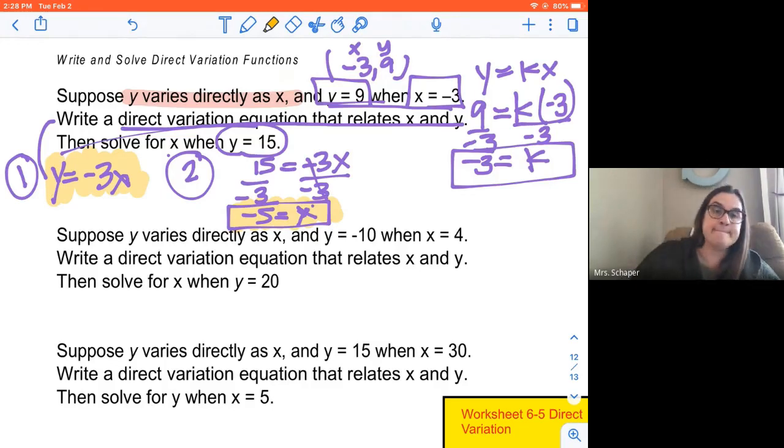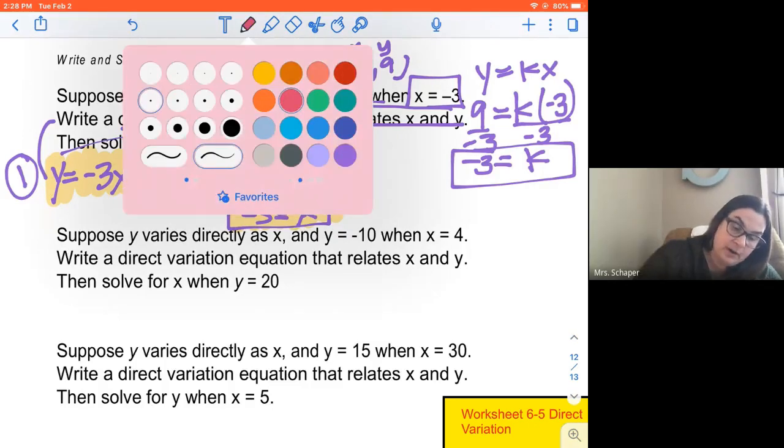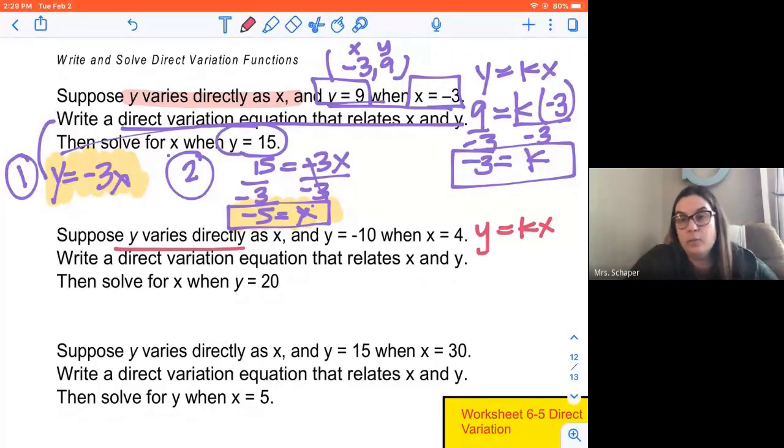Okay. Let's try the next question. I'm going to switch up my colors here. First thing I'm going to do, write my formula. Y equals kx. Okay. Suppose y varies directly as x. It says that y is -10 and x is 4. So I'm going to substitute those back into my equation. So -10 equals k times 4.